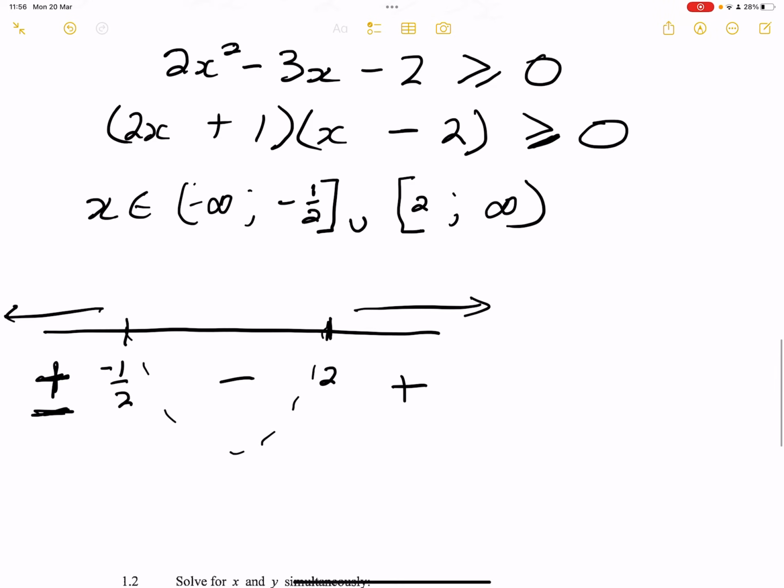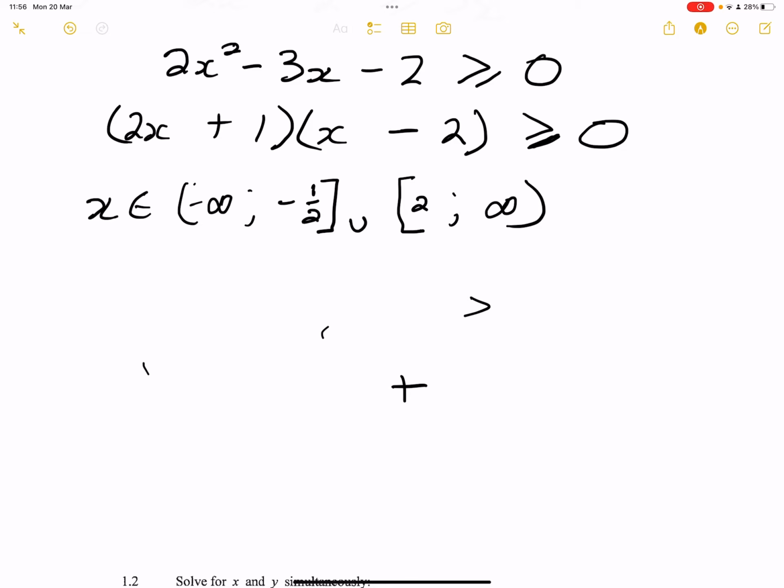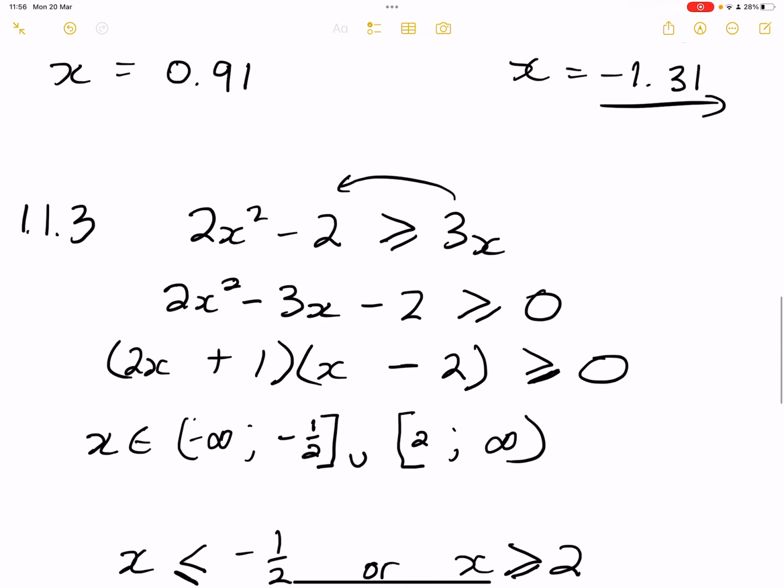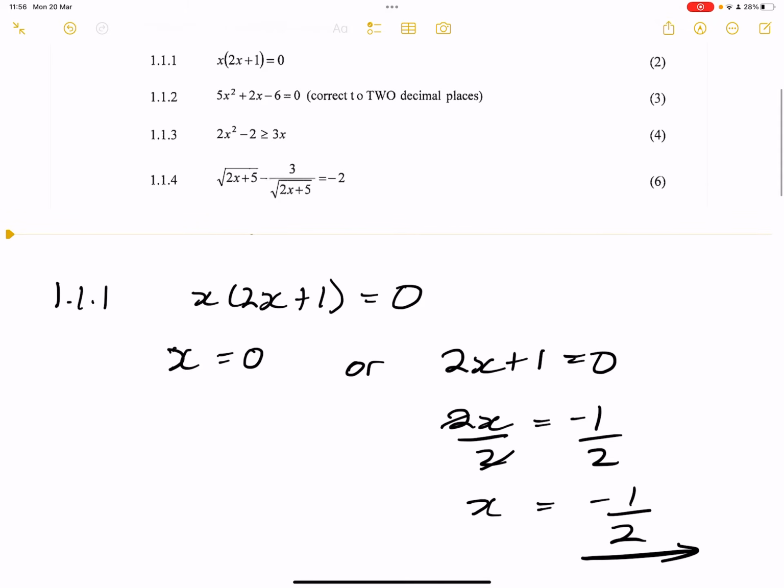And in this case, we're going to say from 2, which is included, all the way to infinity, which is not included. Right, now in this case, ladies and gents, how you can also express this as an inequality is simply to say x is less than or equal to negative 1 over 2, or x is greater than or equal to 2, because we've got that equal to there. Okay, right, I hope that makes sense. Right, now the next one.